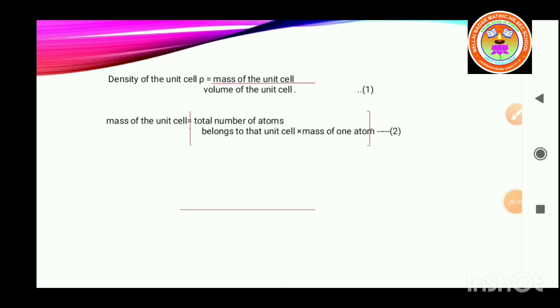What is the mass of the unit cell? Mass of the unit cell is equal to the total number of atoms belonging to that unit cell times the mass of one atom. See here, what is the mass of one atom? Already we know the formula: molar mass, whose unit is gram mole inverse, divided by Avogadro number. What is the unit of Avogadro number? Mole inverse. Okay, now clear? This is the mass of one atom.